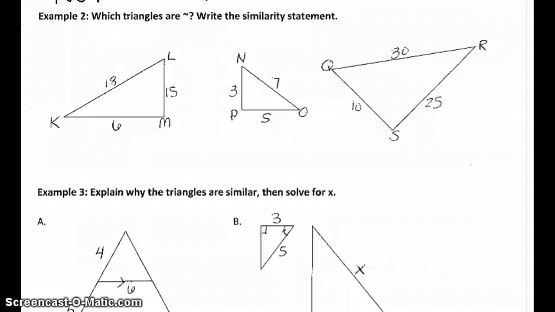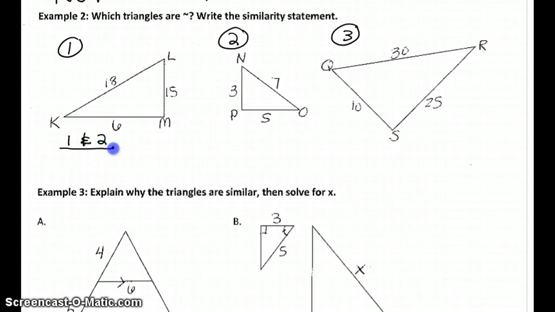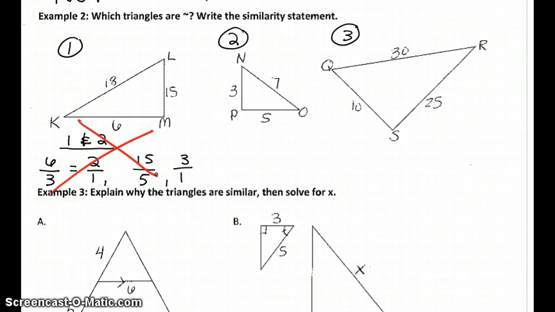Of these three triangles, you have to decide which are similar. So let's number them 1, 2, and 3. Notice all sides are labeled, so we're going to be using side-side-side similarity. Let's start with triangles 1 and 3. First, I'm going to compare the smallest side to the smallest side. So that would be 6 over 3, which simplifies to 2 over 1. Now let's check my middle side. 15 and 5. That simplifies to 3 over 1. Since those ratios are not the same, those are not similar.